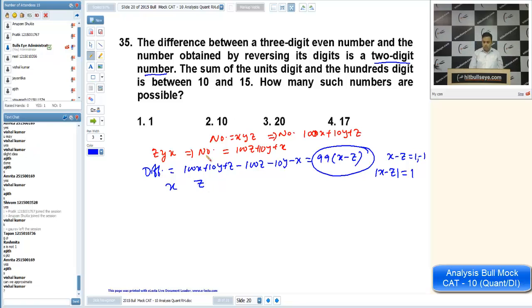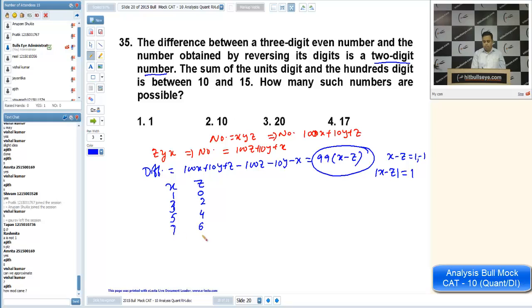Okay, if we take z as 0, the value of x is 1. If it is equal to 2, then x will be equal to 3. If it is equal to 4, x may be equal to 5. If z is 6, it may be equal to 7. For 8, it may be equal to 9.